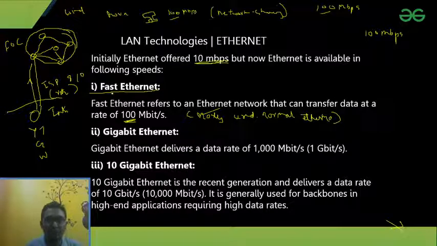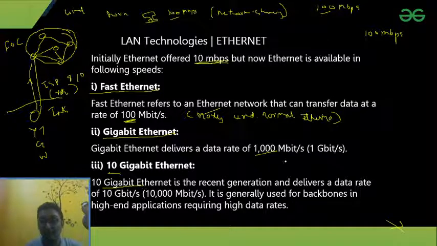So that was about the speed. The fast Ethernet is about 100 Mbps. Another version is gigabit Ethernet. Gigabit Ethernet is 1000 Mbps. And then again, another faster version is 10 gigabit Ethernet. So 10 gigabit Ethernet provides 10 gigabits per second.